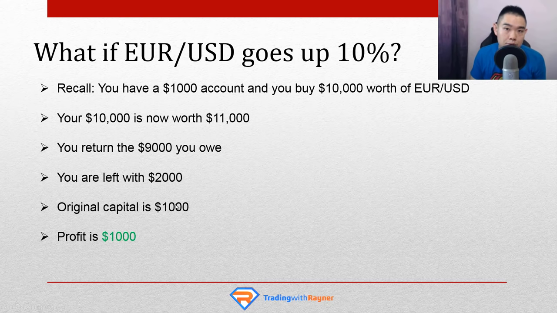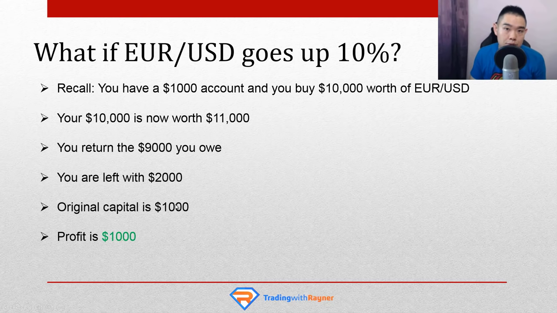So if your spread is 3 pips, this means the moment you put on a trade, when you buy one standard lot of Euro USD, you are immediately down $30 on this trade. That is the cost of the spread in terms of US dollars to you.